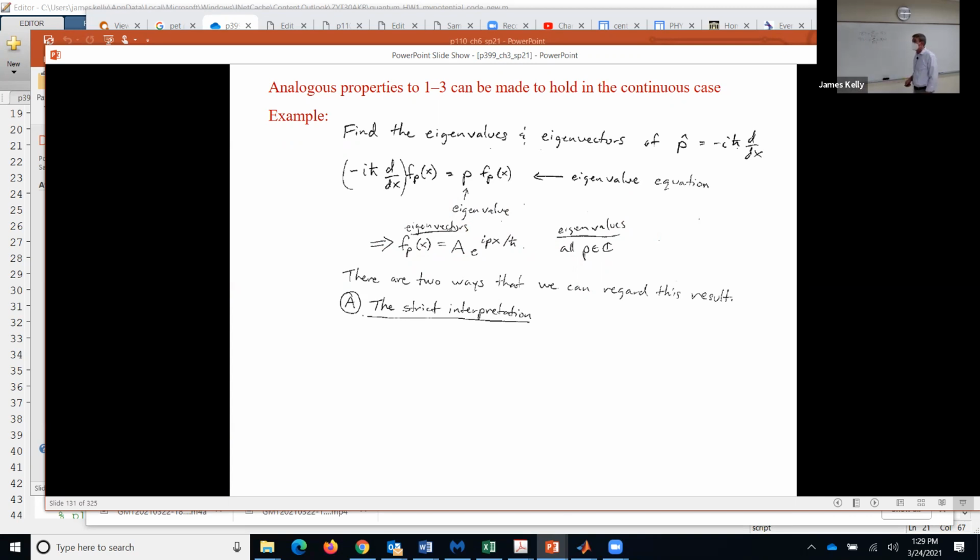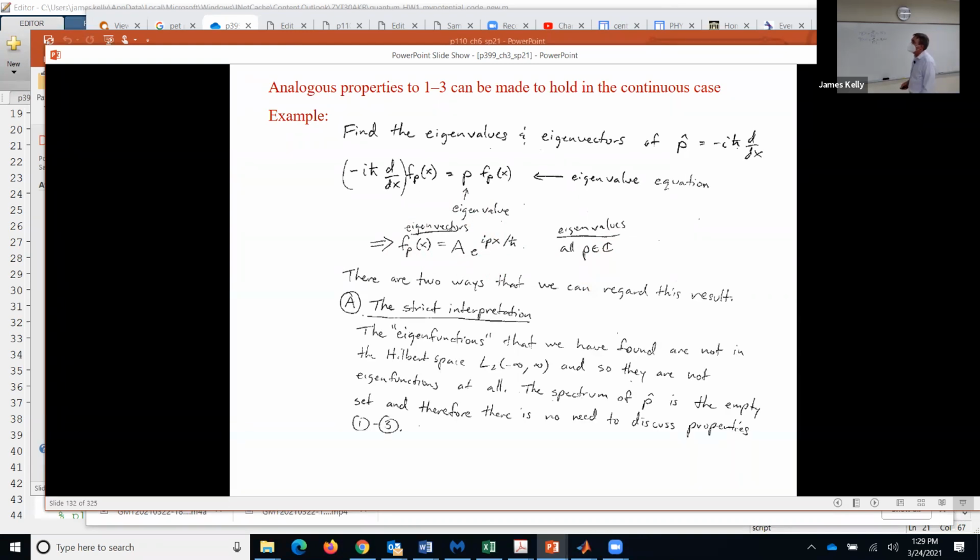And the strict interpretation is saying, forget about the rigged Hilbert space. Our vector space is capital L2. Everything that we're talking about has to be a square integrable function. And none of these, doesn't matter what complex P you take, are going to be square integrable. They're either blowing up to one side or the other, or they're oscillating forever. None of them are square integrable. So the things we're calling eigenfunctions, in scare quotes here, that we found are not in capital L2.